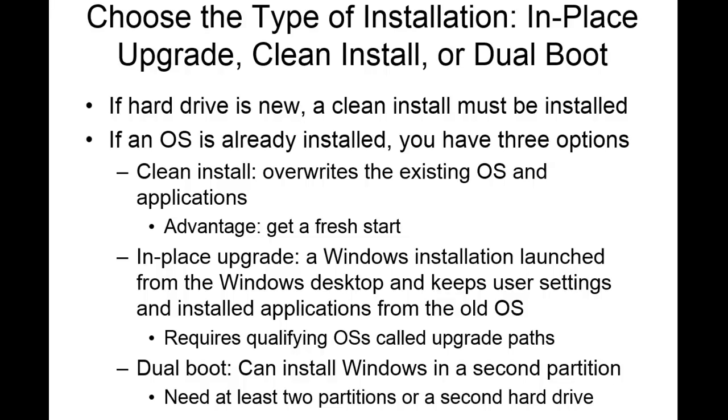If an operating system is already installed, you have three options. You can do a clean install, which overwrites everything on the operating system that's already there, as well as the applications. This is great because you can get a fresh start in case your operating system is corrupted or running a little slow, and having a clean install should just take care of everything.